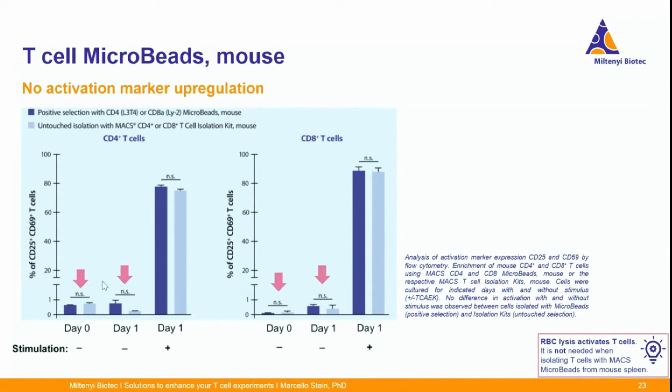Directly after isolation, here labeled with day 0, and after 1 day of cultivation, with and without stimulus using the T cell activation and expansion kit, marked with plus and minus respectively, activation markers CD25 and CD69 were analyzed by flow cytometry to assess a potential activation.